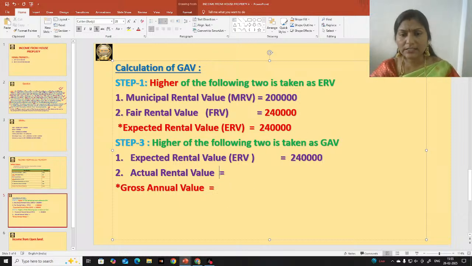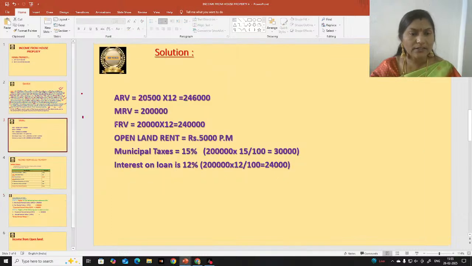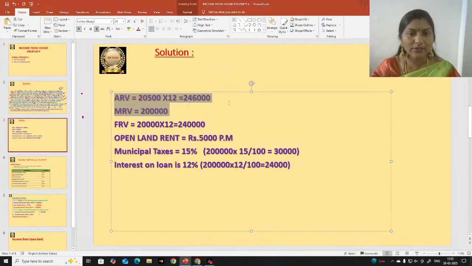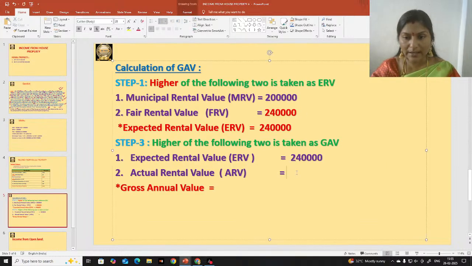Now the next one is actual rental value, that means ARV. So ARV is how much? We should take it for the full 1 year. ARV is 2,46,000 because he is collecting 20,500 per month as rent, and for 12 months it is 2,46,000. Let us go to our statement. Here I will record 2,46,000.